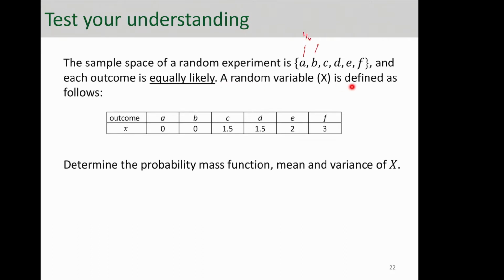A random variable is defined as follows. Here we have the 6 outcomes listed, and random variable x can get the values 0, 1.5, 2, and 3. When outcome A or B occurs, the value of the random variable is 0. In case of outcome C or D, the value is 1.5. When the outcome is E, the value is 2. When the outcome is F, the value is 3.